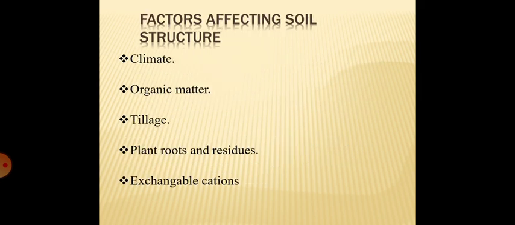There are some factors affecting soil structure, and those are climate, organic matter, tillage, plant roots and residues, and exchangeable cations.